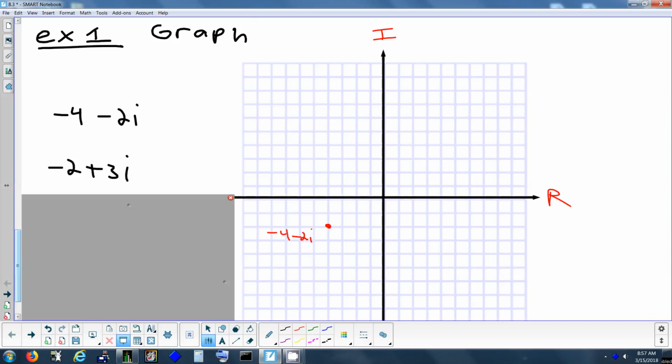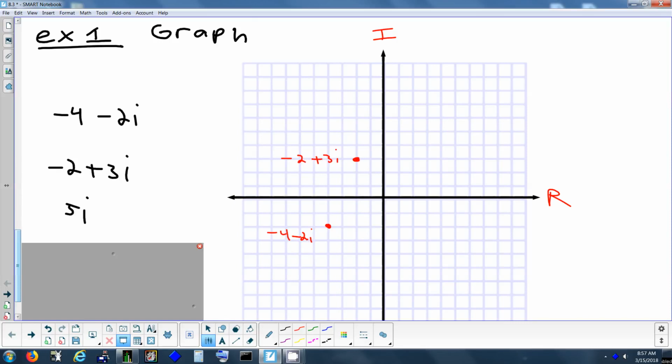Okay, let's try this one: 2 plus 3i. Dylan, can you tell me how to graph that one? Right 2, up 3. And what quadrant is that in? Quadrant 1. Next, 5i. Sam, how would I graph 5i? It would just be up 5. You could think of it as a complex number with a real part of 0, so don't go left and right.